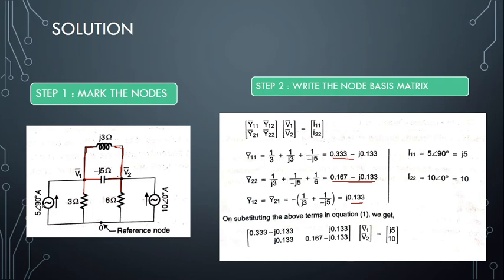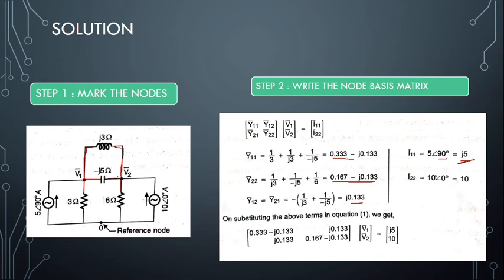The first one is 5 angle 90, second one is 10 angle 0. So angle 0 means it is just 10 amps, no need to mention the angle. And if the angle is 90, it represents the imaginary value. So angle 90 can be represented as an imaginary part with this j into 5. So have this in mind.